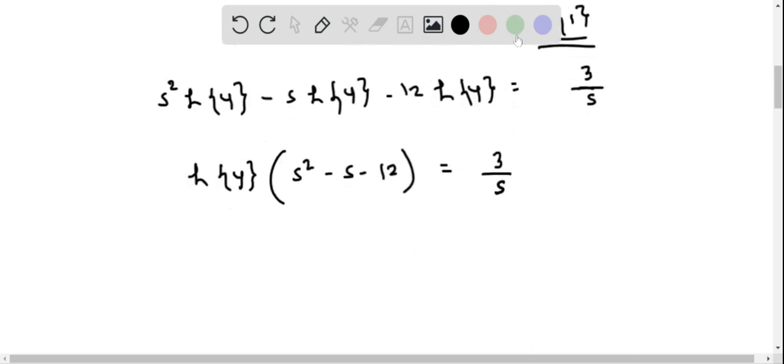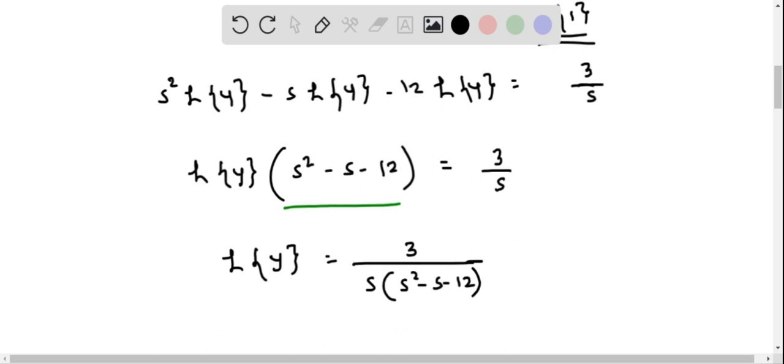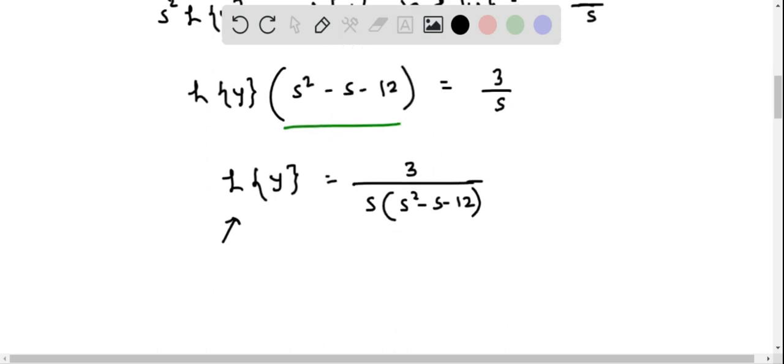Therefore, we now divide both sides by this expression, so that on the left side we will be left only with the Laplace transform of y, and this equals 3 divided by s times s squared minus s minus 12. Now the Laplace transform of y is equal to Y of s. It's going to be a function of s, and this equals, on the right side, 3 divided by s times s squared minus s minus 12. And this completes part A, wherein we have written the equation for Y of s.